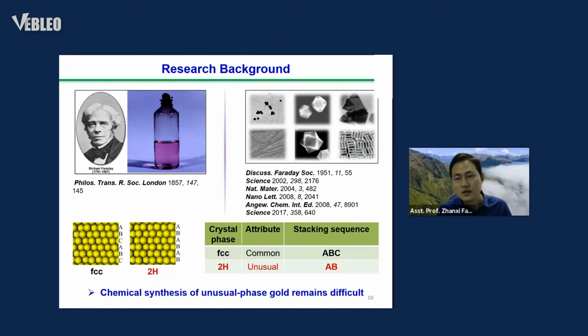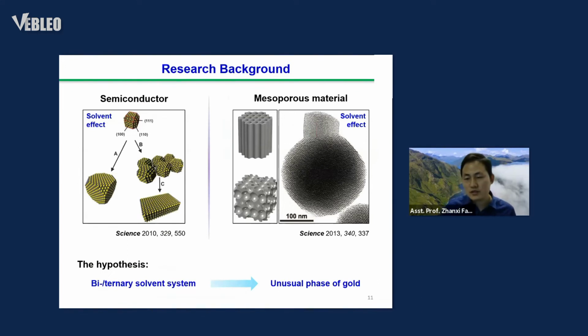But frankly, currently the chemical synthesis of unconventional phase gold is still very challenging. In parallel, we also noticed that for other kinds of materials, for example semiconducting materials and metal porous materials, people can change the solvent system, and by doing so the crystal growth behavior and the structure can be changed. Bearing this in mind, we noticed that previously, in the synthesis of gold materials, most people just used water or a unary solvent system. So we proposed that if we switch to a binary or ternary solvent system, maybe we could get some unusual phase of gold.